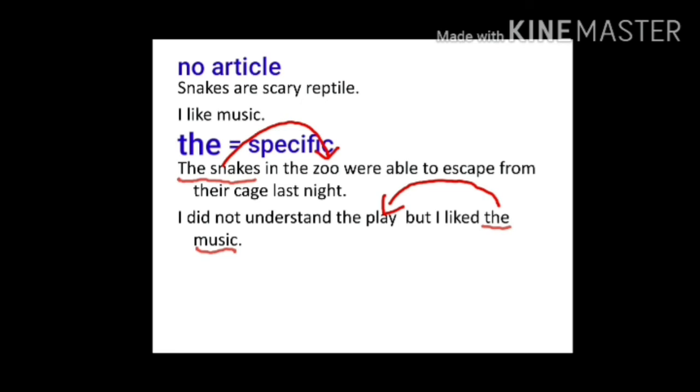An additional rule to this is not to use the article the if you are referring to things or people in general. So in the first and second sentence, you are talking about snakes and music in general, so there is no article before them. Clear enough, guys? Okay, be more patient. We are halfway done. Next slide.